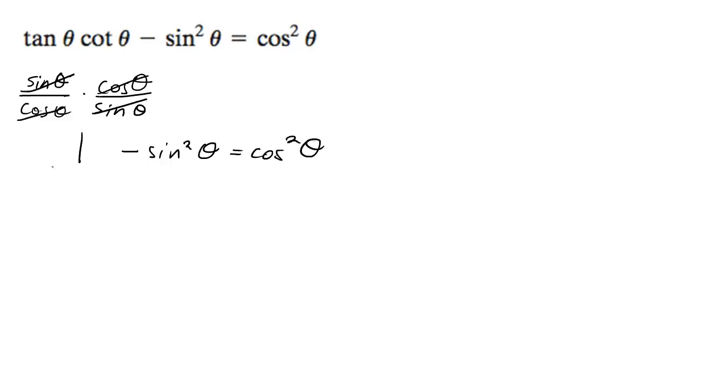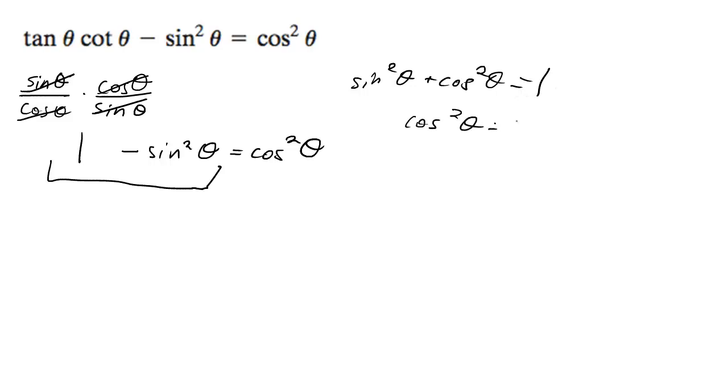And what we have here is a trig identity. Because up here, sine squared theta plus cosine squared theta is equal to 1. Well, cosine squared theta is equal to 1 minus sine squared theta. So this right here, this proves it. So you can just rewrite this as cosine squared theta equals cosine squared theta, which is our problem.